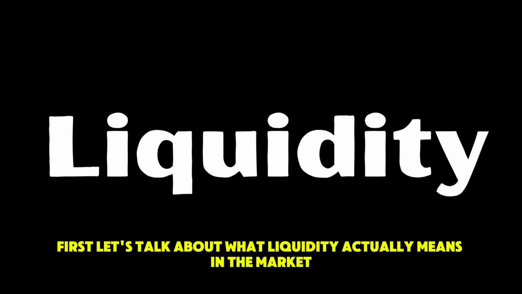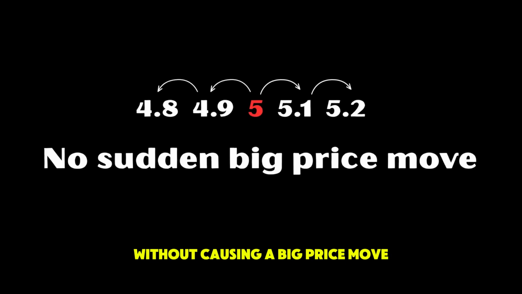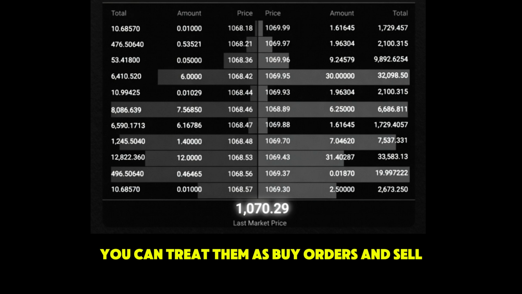First, let's talk about what liquidity actually means in the market. Liquidity is simply the ability to buy or sell without causing a big price move. You can treat it as buy orders and sell orders that lie across different prices. Let's look at a simple example.